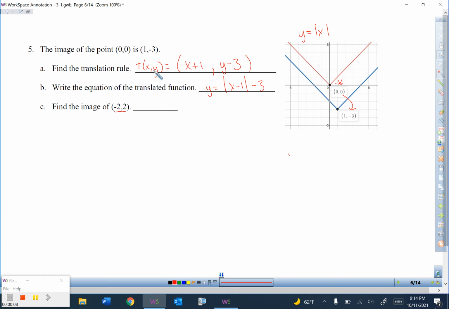Again, use the rule. It's the easiest way to go about this. We're putting a -2 there. We're putting a 2 there. And just simplifying. -2 plus 1 is -1. 2 minus 3 is -1. And that's it. If you look on the graph, I want to show you how this works. The (-2, 2) was this point. And our rule said go to the right 1 and then go down 3. 1, 2, 3. Here's our new point. (-1, -1) is exactly what we came up with.